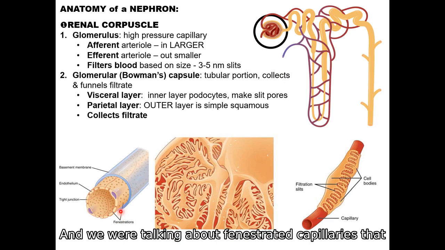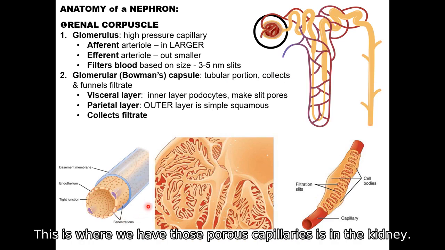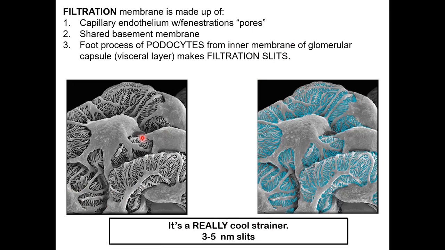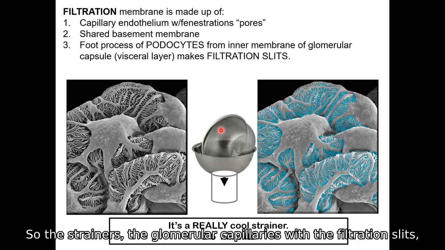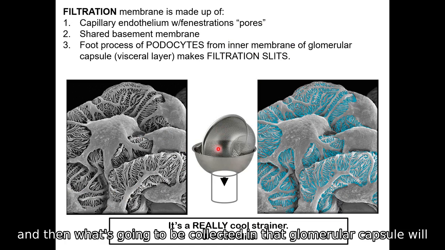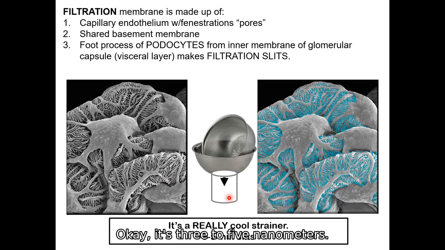And we were talking about fenestrated capillaries that have the pores. This is where we have those porous capillaries, in the kidney. Isn't it cute? That's pretty cool. It's a pretty cool looking strainer. So it's just filtering based on size. So the strainers, the glomerular capillaries with the filtration slits, and what's collected in that glomerular capsule will then flow through the tubules. The pores are 3 to 5 nanometers. So anything that fits through that strainer is going to end up in the filtrate.